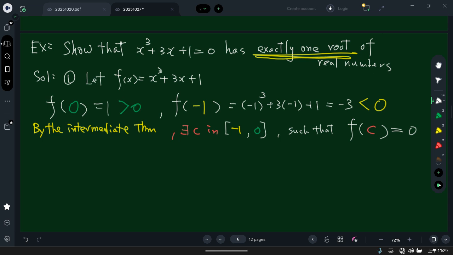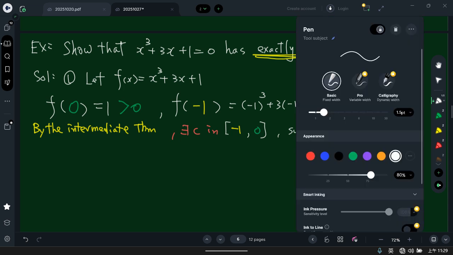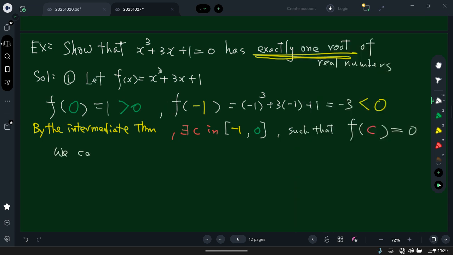So in this case, so far we only can conclude that we have at least one root in this interval, right? So this is the first step.